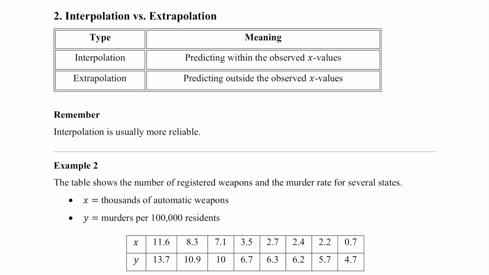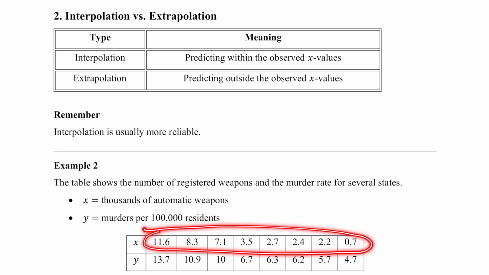For example, suppose the observed x values range from 0.7 to 11.6. A prediction for 5.6 is interpolation because it's within the range. But a prediction for 12.5 would be extrapolation because it's outside the observed range.